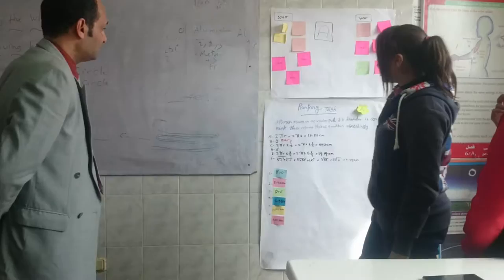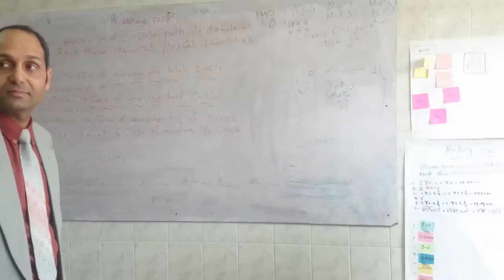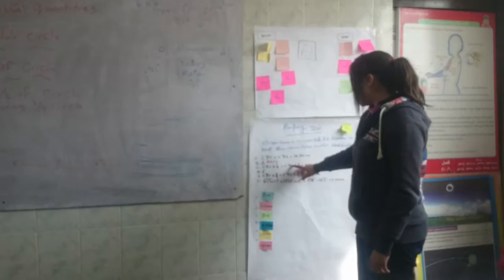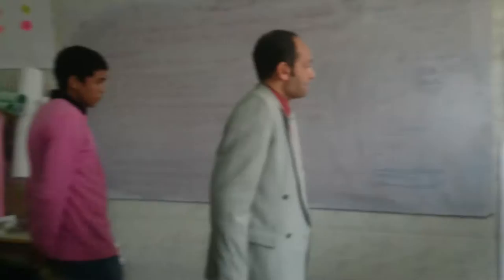Then C, the distance in case of moving half the circle. We can do circumference times half to get the distance for half the circle. Okay, it was 2πr times half. 2π times 3 times half equals 9.42 centimeters.